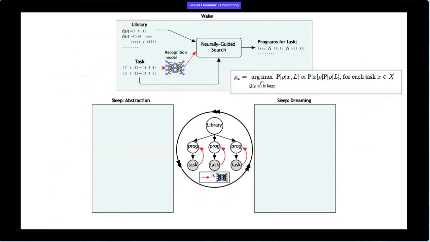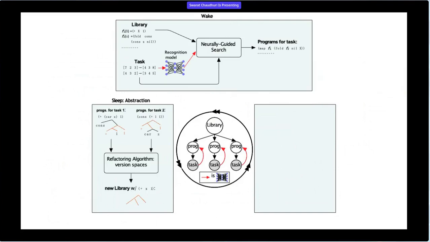And so essentially what you're looking for is the best program that maximizes the probability that this is the right program given this task description and given this language, but conditioned on the recognition model, saying, yes, this is an appropriate program for this input.